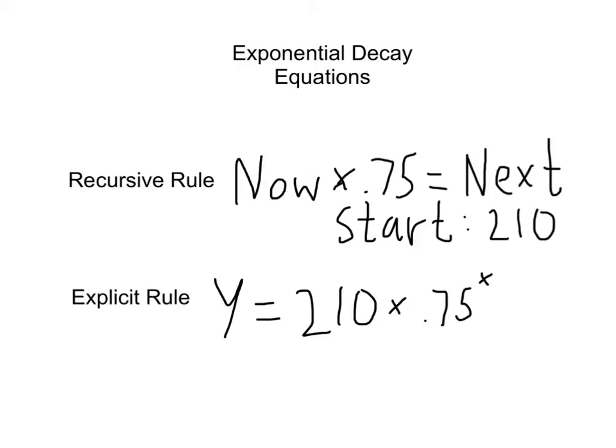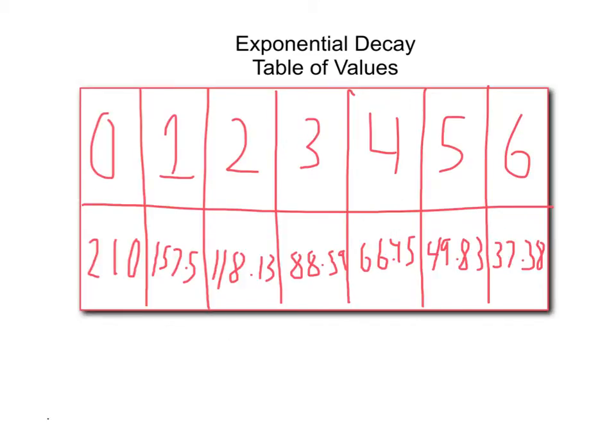The recursive rule is now times 0.75 is equal to next. The start is 210. The explicit rule is y equals 210 times 0.75 to the x. This is the exponential decay table of values. As you can see, it starts from 0 and goes to 6. The 0 starting is 210, and then it goes to 157.5, and then goes on timesing by 0.75.